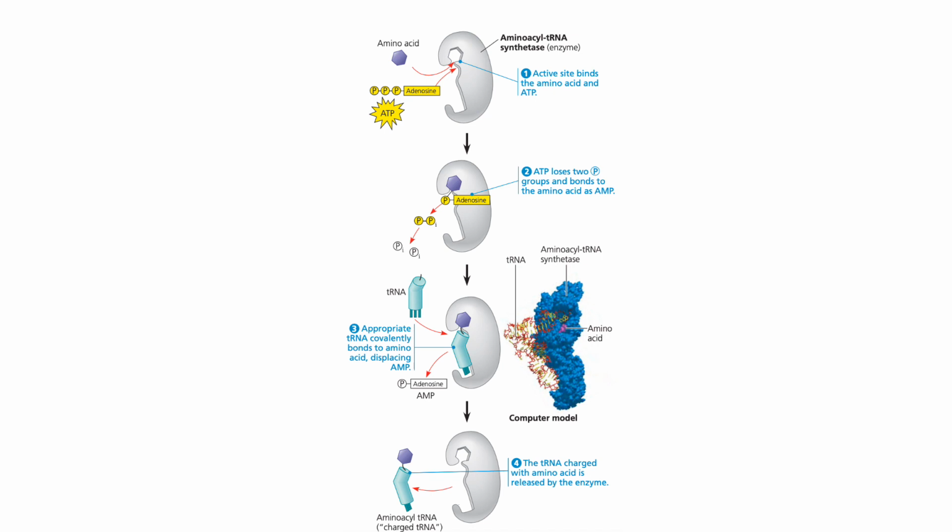First, the active site binds the amino acid and ATP. The linkage of a tRNA and amino acid is an endergonic process that occurs at the expense of ATP. The ATP loses two phosphate groups, becoming adenosine monophosphate. Then, the appropriate tRNA covalently bonds to the amino acid, displacing adenosine monophosphate. And then lastly, the tRNA charged with amino acid is released by the enzyme.